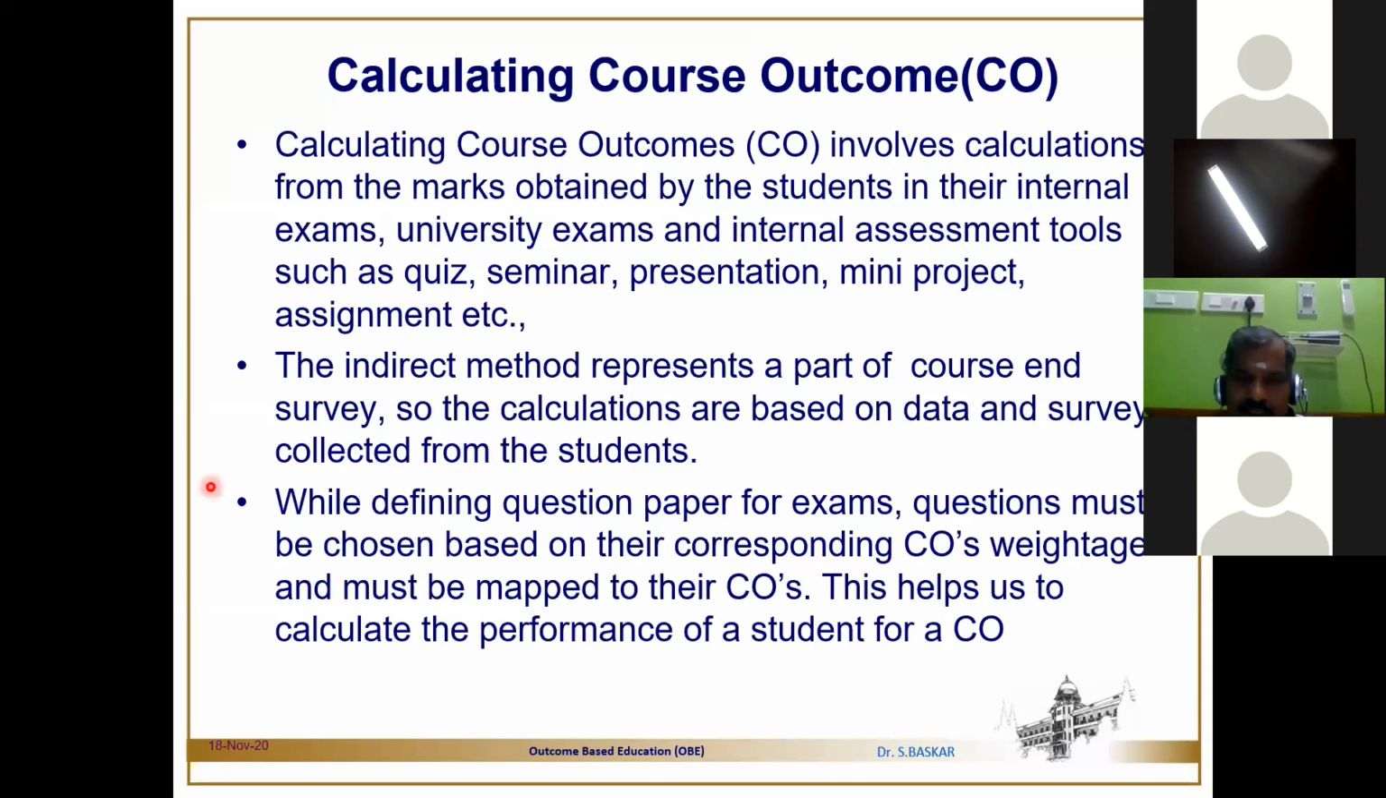the indirect method represents a part of the course end survey, so that calculation is based on the data and the survey. Whatever method we have discussed so far, that is direct method, because we are directly observing the student performance. But in addition to that, we are going to use indirect method. In indirect method, we will be collecting the opinion of students with respect to their knowledge. At the end of the course, from each and every student, we will collect the information about their knowledge.